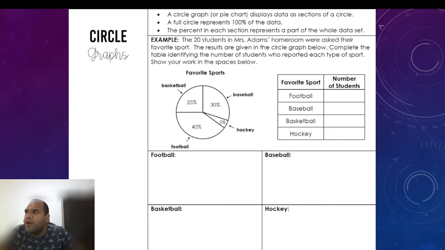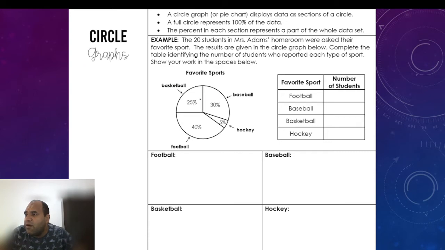Nice. Example here. The 20 students in Miss Adam's homeroom were asked their favorite sport. The results are given in the circle graph below. Complete the table identifying the number of students who reported each type of sport. Show your work in the space below. Great, guys. Right now, let's work and show here everything we're supposed to do. Attention over here, how to do it, I will explain easily.